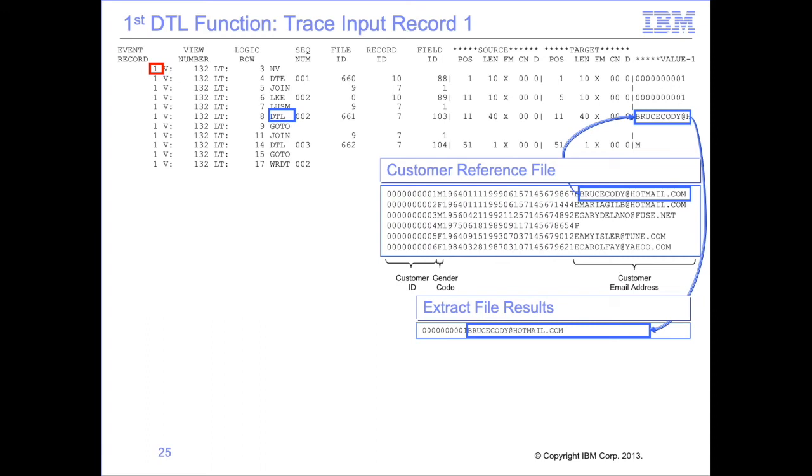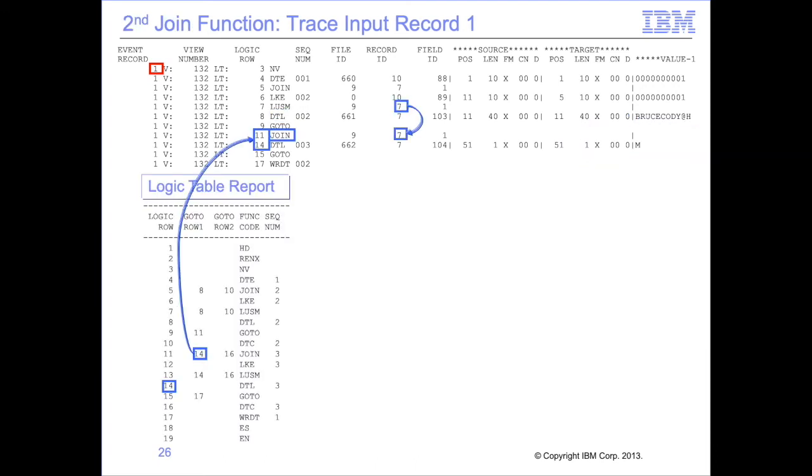Remember that the trace only shows executed logic table rows. Skipped rows are not printed in the trace. The second join is required for the gender code.